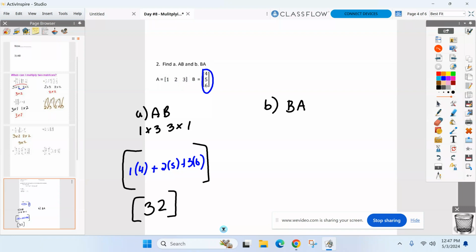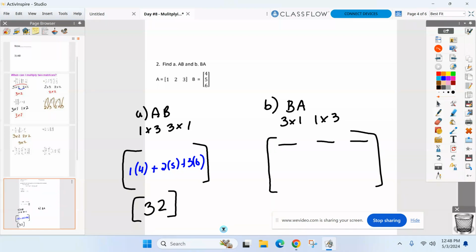Quick check. What is B? Again, that's a 3 by 1. And A, you told me, was a 1 by 3. Well, first, can we multiply them? Yep. What's our answer going to be? How am I going to get 9 entries from that? All right, let me just set it up. 3 by 3.